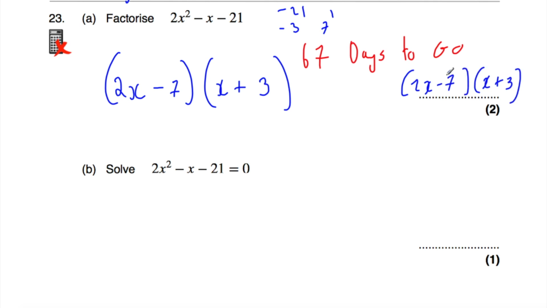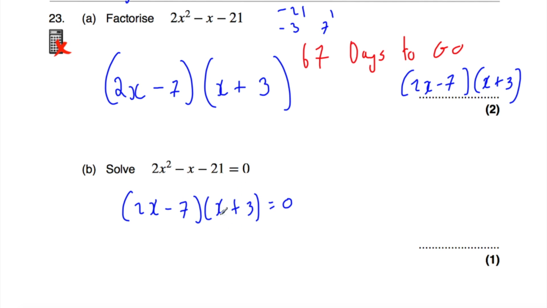We've factorized it, and if you use split in the middle, that would be fine as well, as long as you get it right. Okay, next, we're now asked to solve this quadratic equals 0. So I'm actually just going to write it out again. So we've got our brackets, and then equals 0. Now remember, if two things multiply together to give us 0, then one of them has to be equal to 0. So either this bracket is 0 or this bracket is 0.